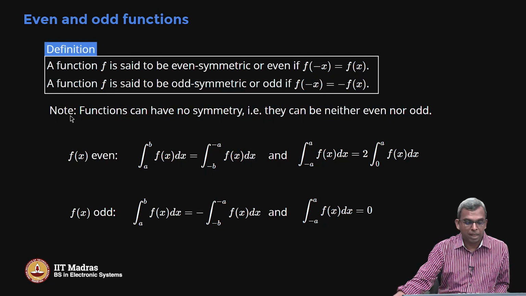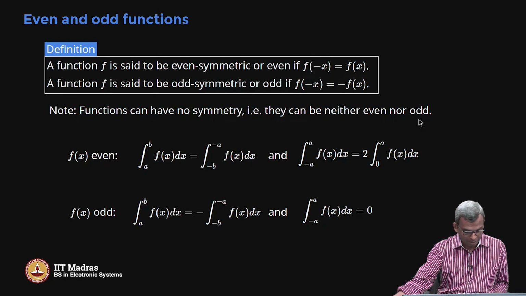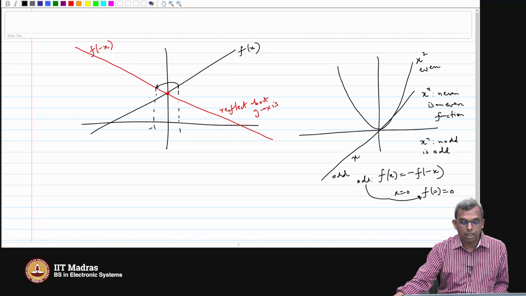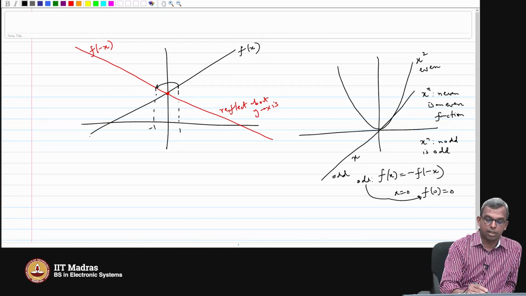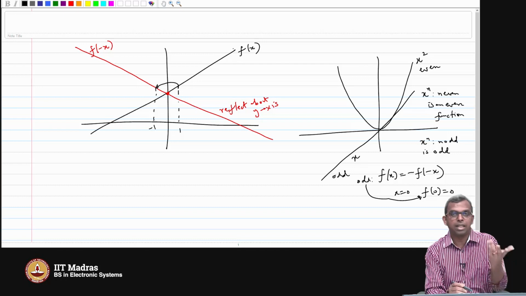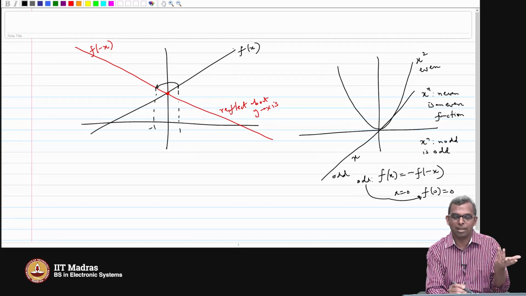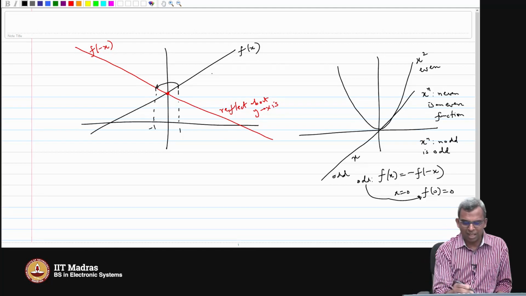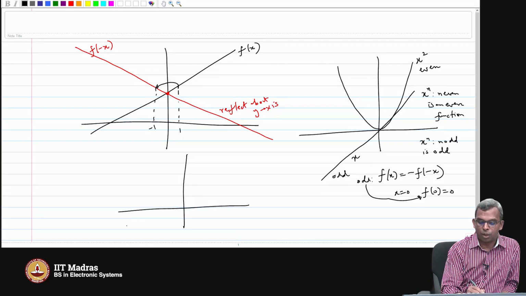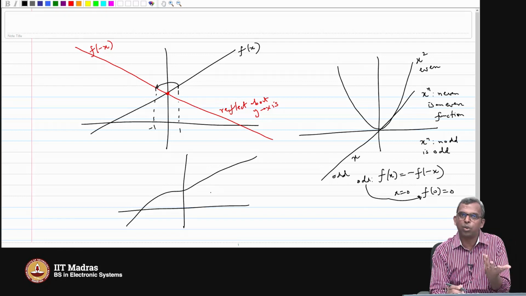But remember, there can be many functions which have neither odd symmetry nor even symmetry. Even simple functions like this, right? If you look at this function, for instance, f of x, if you flip it, it changes to some other function. It is neither f of x nor minus f of x, so it's neither odd nor even. Many functions like this will have this property. If you just generally draw something like this, and you flip it around, you won't get the same thing.